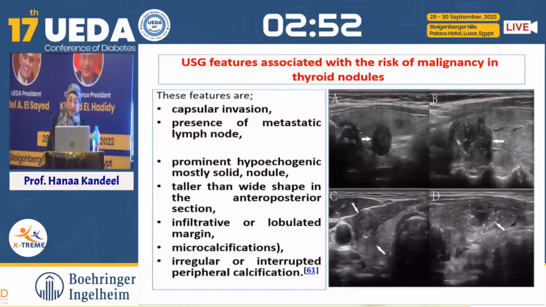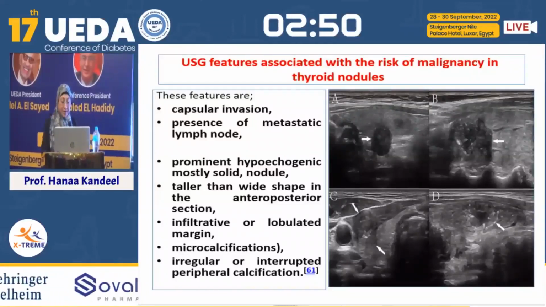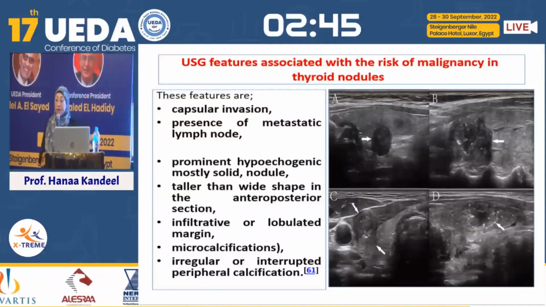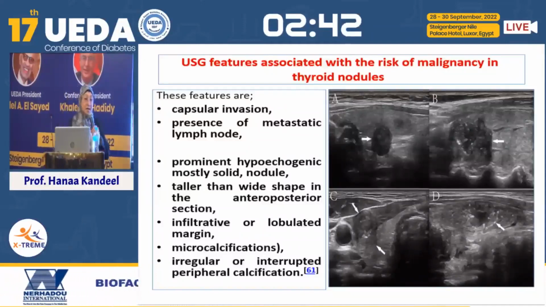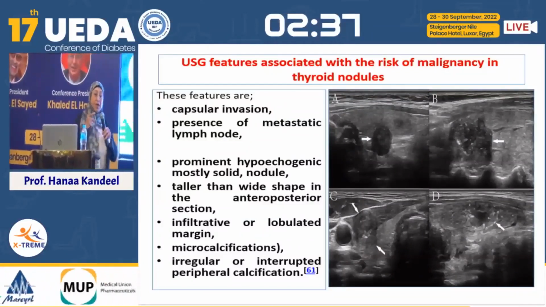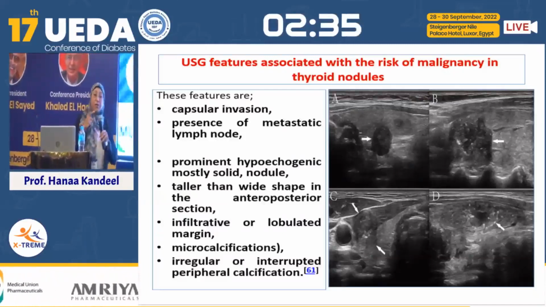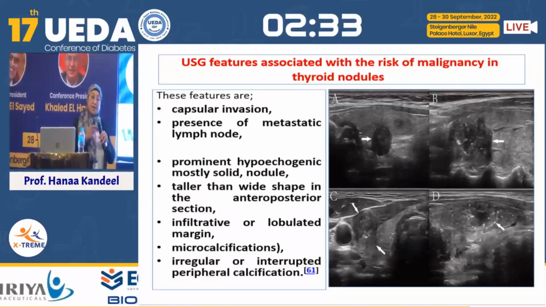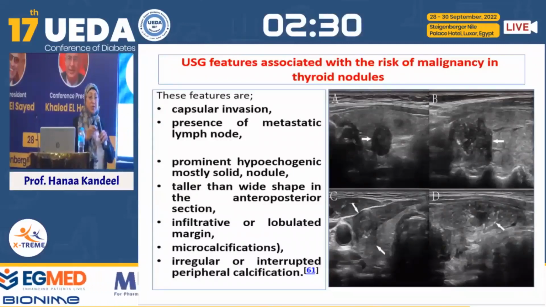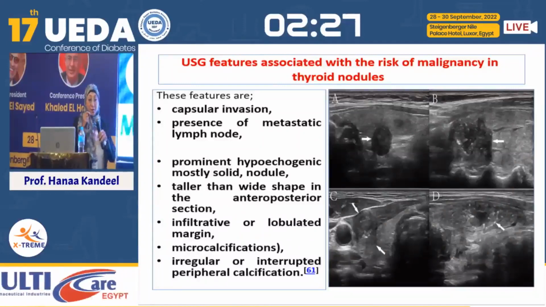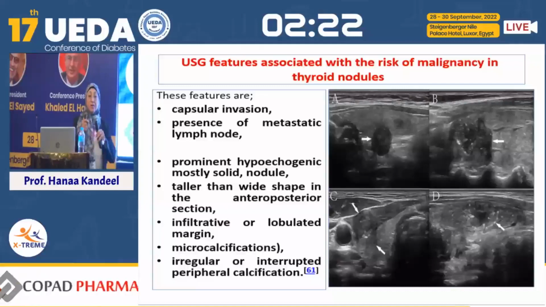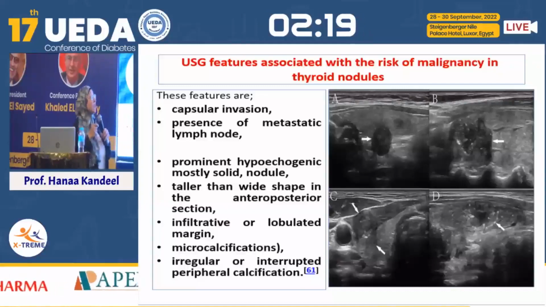I will illustrate these features: capsular invasion and the presence of a metastatic lymph node. If you find a lymph node, we must look at the medulla and the cortex. If we find good differentiation between the cortex and the medulla, this means it's benign and most probably inflammatory. But if there is absence of good differentiation between cortex and medulla, this means the thyroid nodule may be malignant and metastatic.